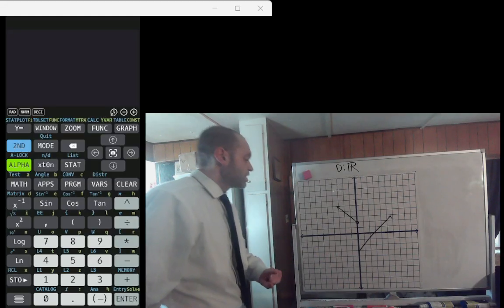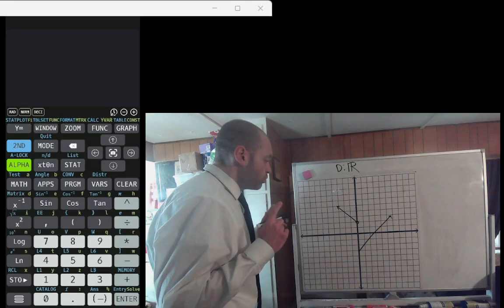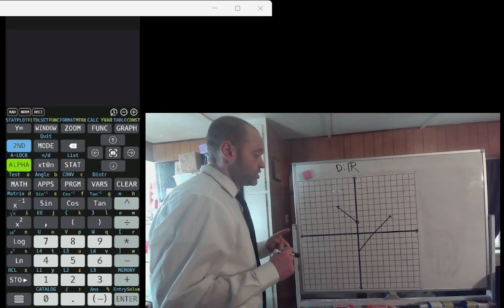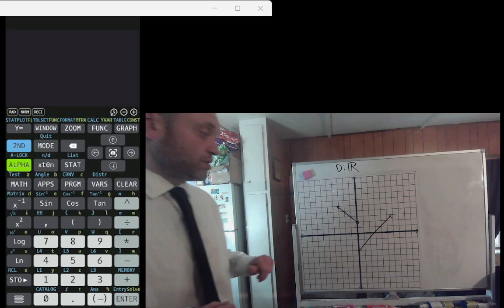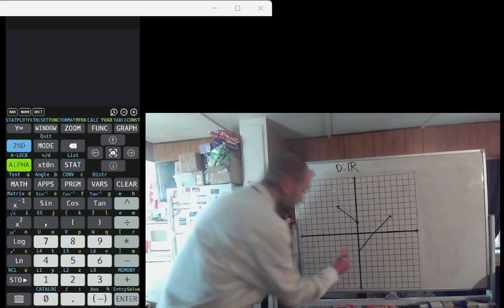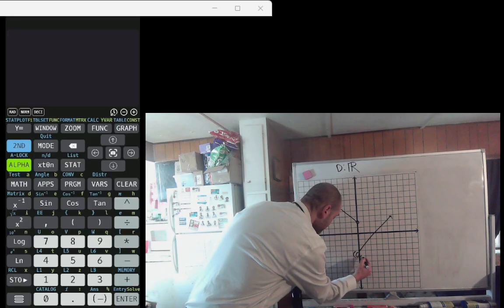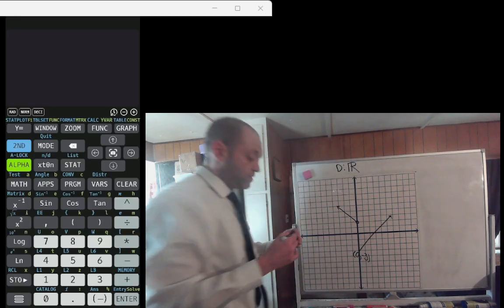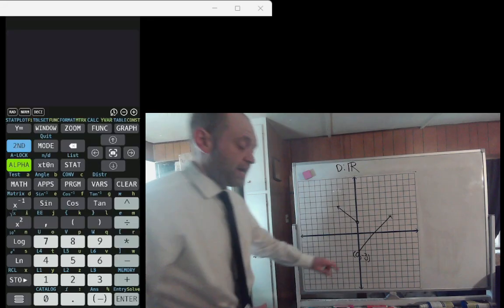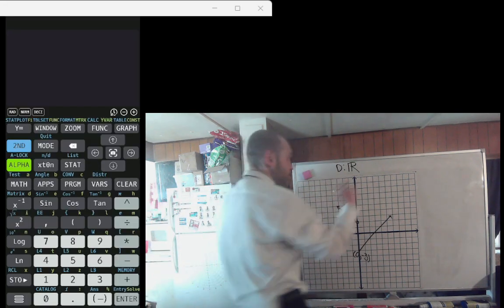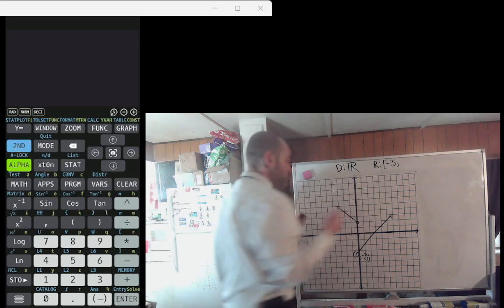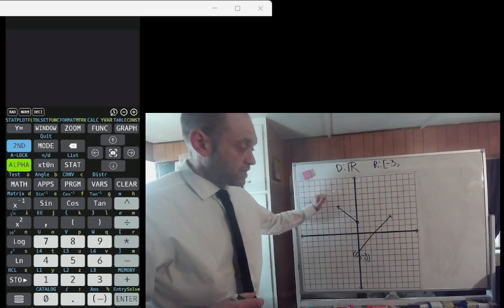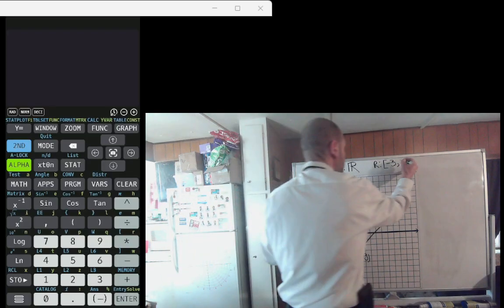Now, what about our range? So we definitely have a lowest value, right? That's going to be the coordinate 0, -3. Well, the absolute lowest value we have of our y's is -3. So in the range, we're going to have from -3 inclusive, and it gets infinitely bigger in both directions. This goes to infinity.